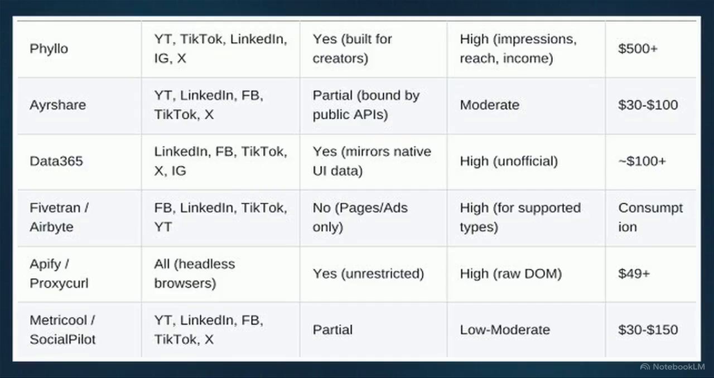This table highlights Philo as a specialized gateway, bypassing platform hurdles for personal profiles, but requiring a $500 monthly investment. Alternatively, AirShare provides a budget option, lacking deep LinkedIn impressions, while Data 365's unofficial mirror carries permanent platform intervention risk. A custom hub-and-spoke architecture is the most viable fallback.